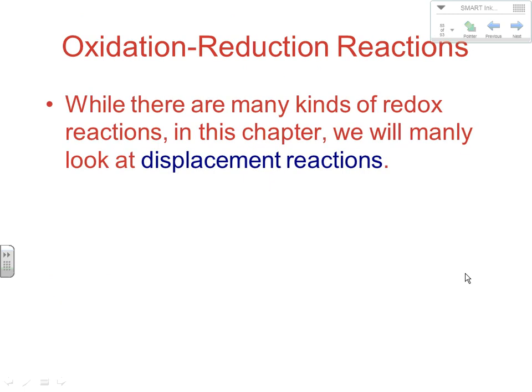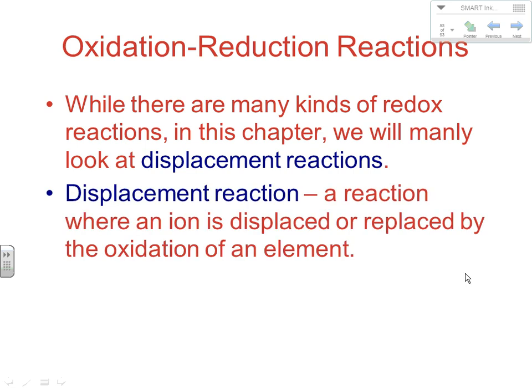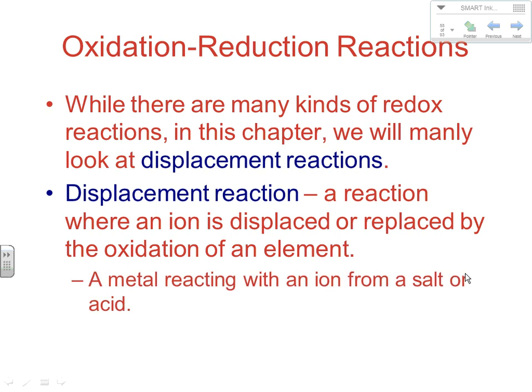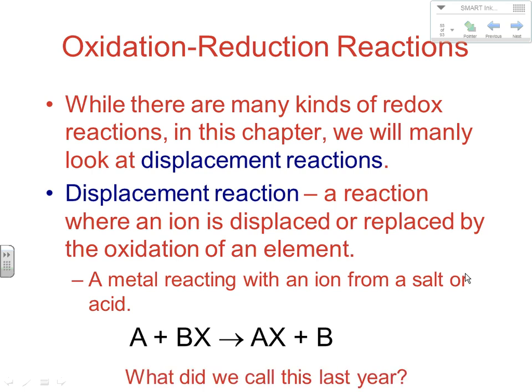Now, while there are many kinds of redox reactions, in this chapter we tend to look at just one type of redox reaction. So we're going to mainly look at what are called displacement reactions. Now, a displacement reaction is a reaction where an ion is displaced or replaced by the oxidation of an element. So a metal reacting with an ion to form a salt or an acid is typically what we're going to see here. And this is the general formula of what we're talking about.